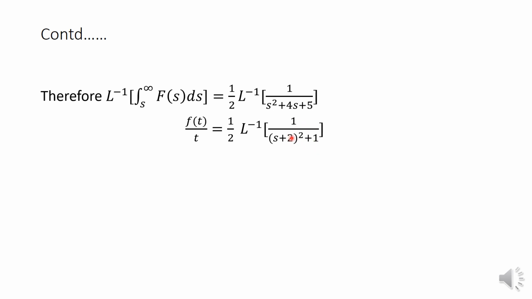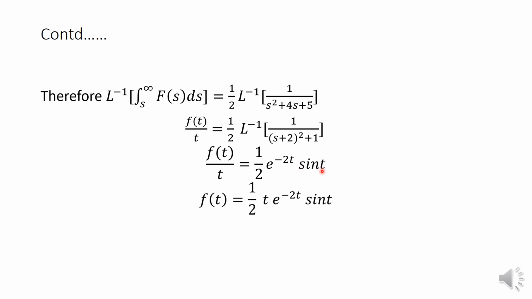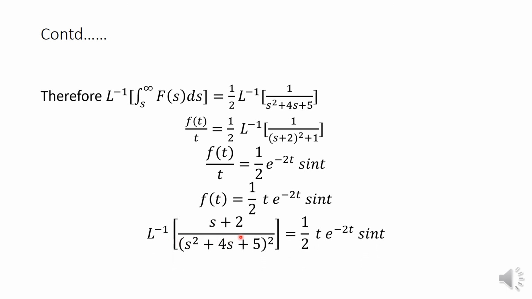So by applying the shifting property we get 1 by 2 times e power minus 2t into L inverse of 1 by s square plus 1, which is the standard result. Therefore f of t by t is equal to 1 by 2 e power minus 2t into sin t, and cross multiplying we will get this. But f of t is the given problem: L inverse of (s plus 2) divided by (s square plus 4s plus 5) whole square is equal to 1 by 2 t e power minus 2t into sin t, which is the answer for the given problem.